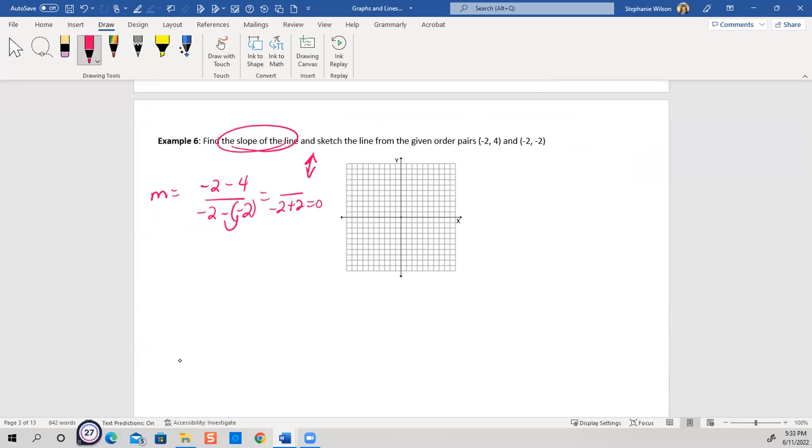I could stop there. Or you could have said, hey, I noticed that the x's didn't change. I got a vertical line. That means that where x is -2, it's going to look like this. My slope is undefined. So sometimes it will help just to notice that.